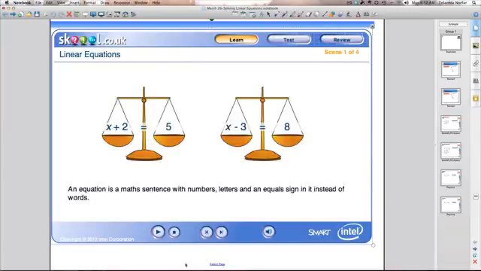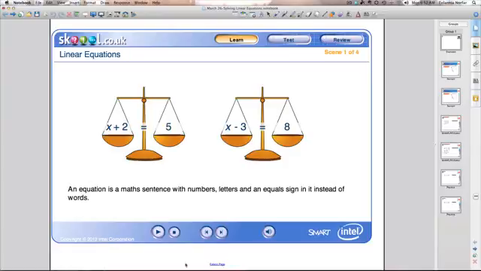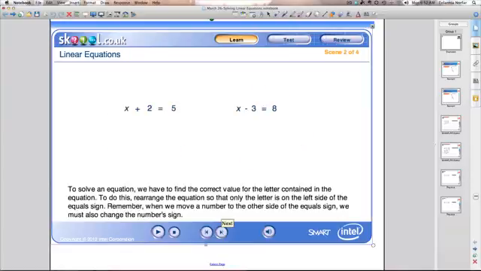An equation is a math sentence with numbers, letters, and an equal sign in it instead of words. Now let's go to the next screen. To solve an equation, we have to find the correct value for the letter contained in the equation. To do this, rearrange the equation so that only the letter is on the left side of the equal sign. Remember, when we move a number to the other side of the equal sign, we must also change the number's sign.